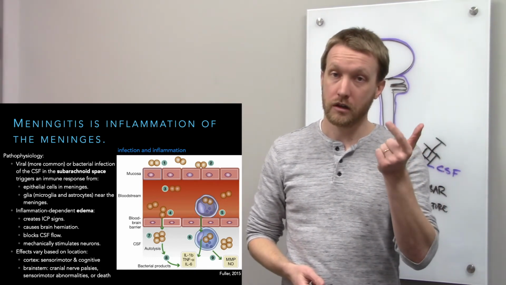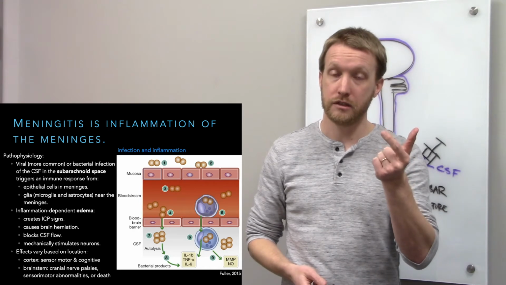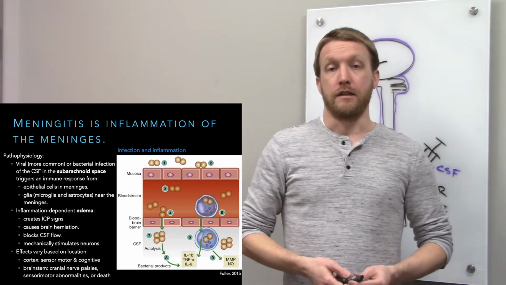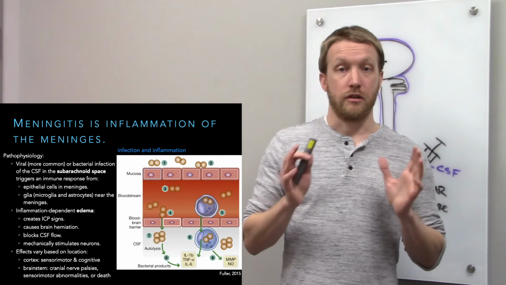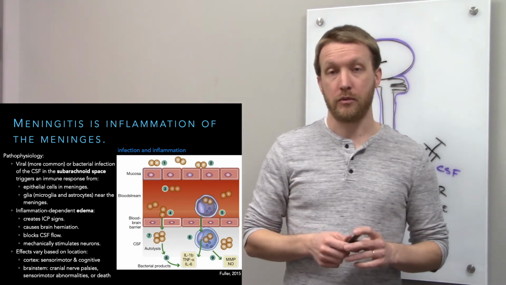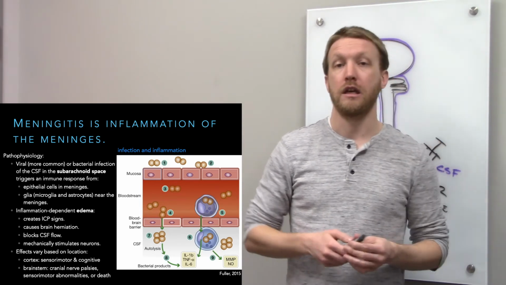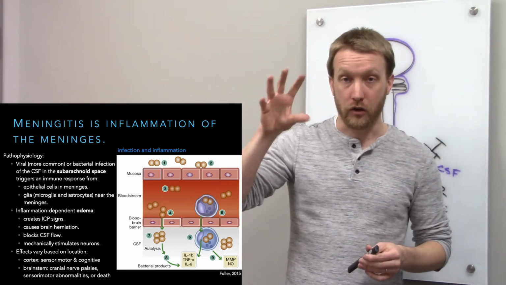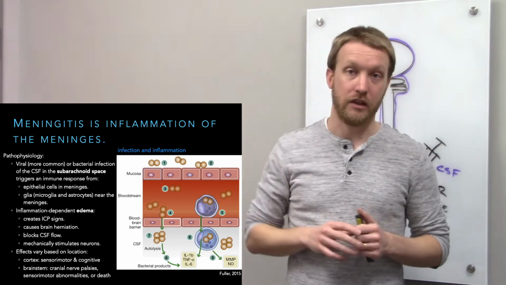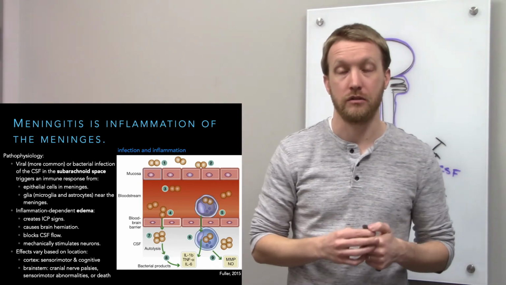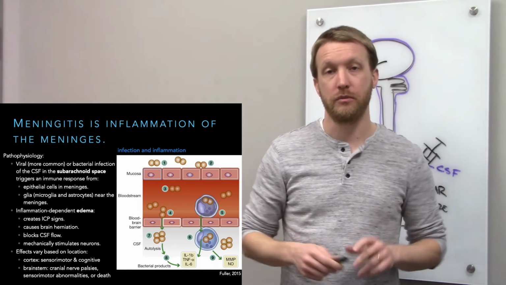Both of these are going to cause downstream damage to neurons as well. The pressure itself can also just mechanically stimulate neurons. Remember, everything's mechanically gated to some degree. So if you rub on your eyes, you see colors. If you push on a neuron, you're going to force open ion channels and activate that neuron. So this could lead to excitotoxicity. So lots of potential bad things.